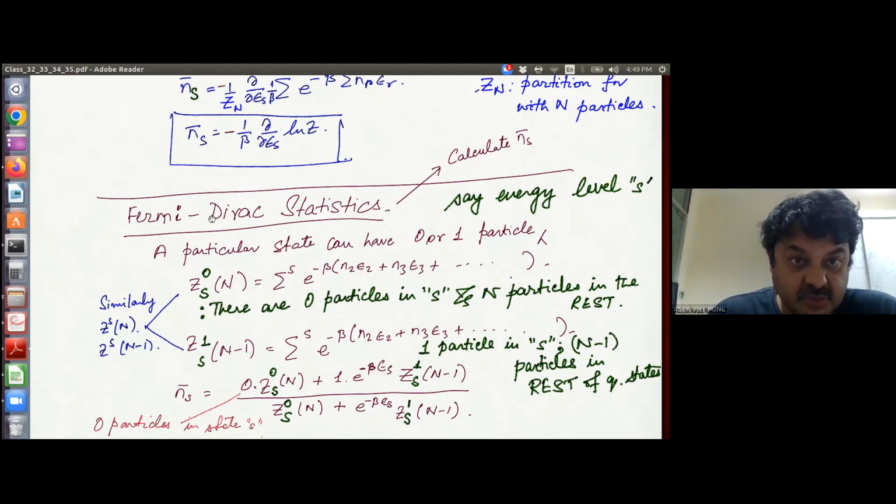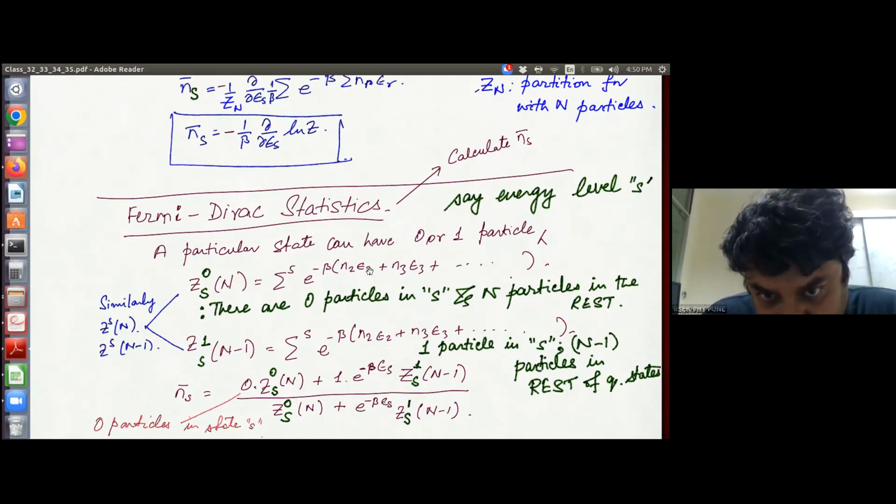At the moment, we want to get a general expression for when you have fermions distributed in different energy levels. So the way we are going to start out is, suppose we are interested in a particular state S, and for ease of visualization, we could say, let's consider the level which corresponds to energy epsilon 1. Okay, so this epsilon 1, that's S. So just for visualization, you could think that's the 1.